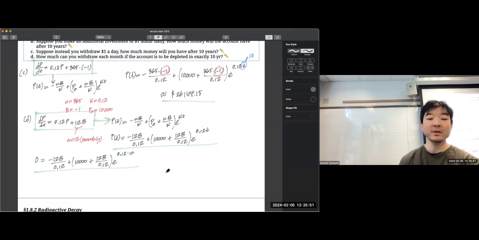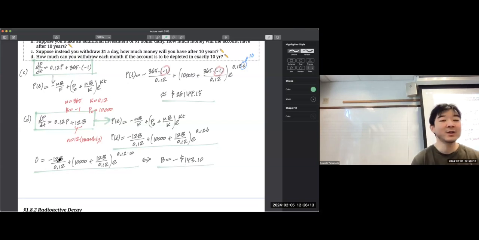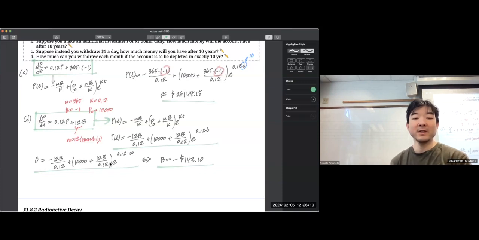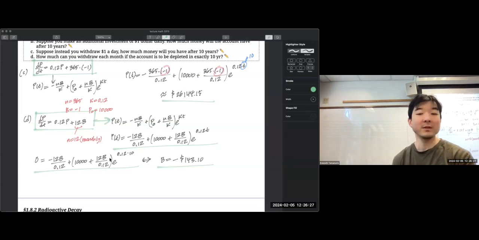And so there's a bunch of algebra that you have to do, which I'll post after, because it's going to be a pain to watch me do the algebra. But you'll get that B is equal to negative $143.10. Is everybody okay if I just post the algebra to solve for B here? All you do is move this to the left. Actually, you'll probably want to distribute this e to each of these. Then there's one term that doesn't have a B, so you can move that to the other side, and then you factor out the B. The B is already not in the power, so you can just divide through. And so you'll get this.